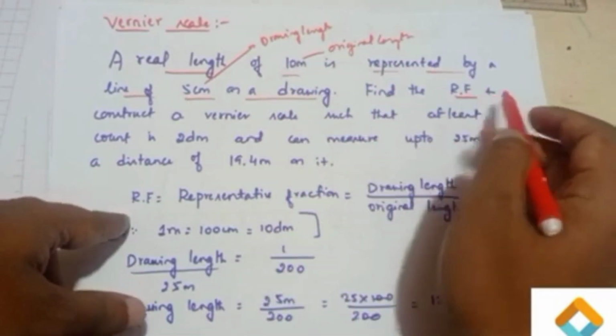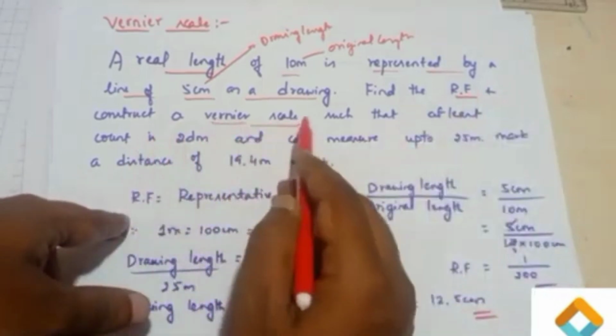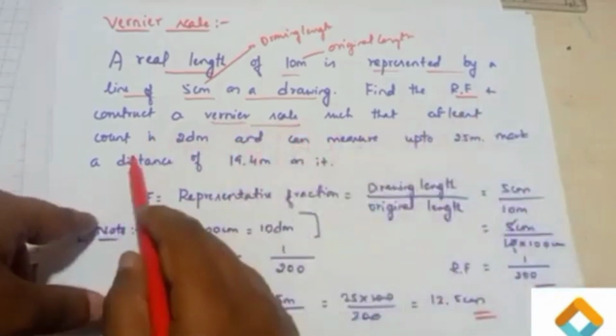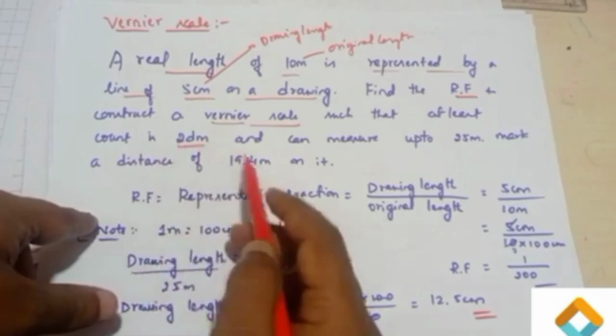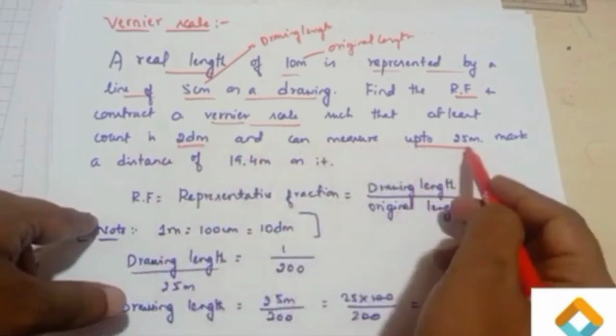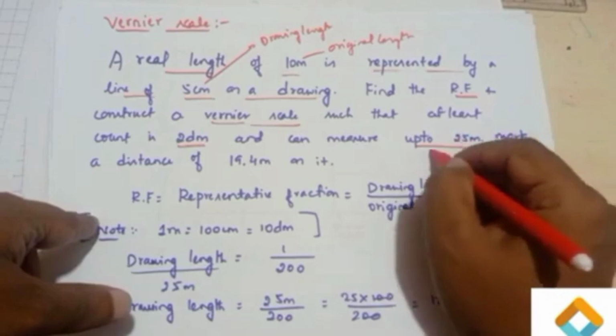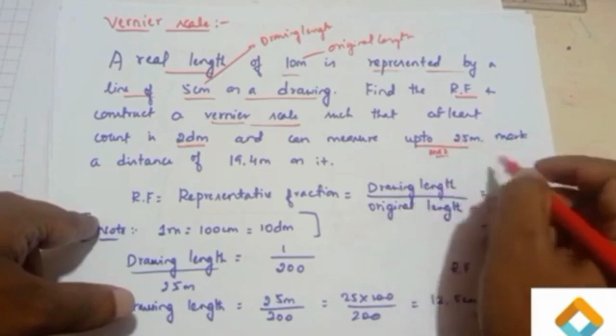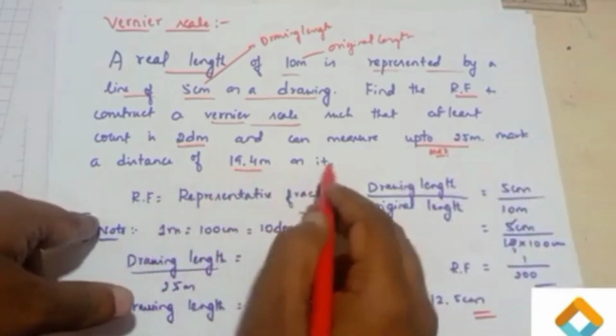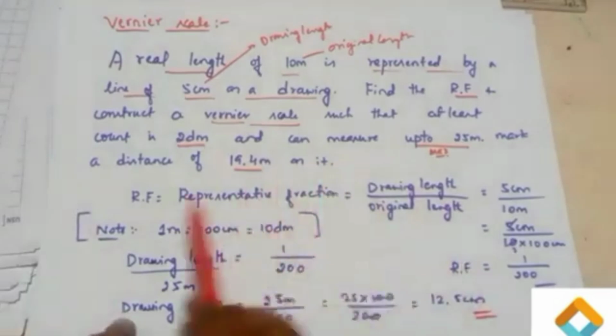Now find the RF. So representative factor we have to find out, and construct a Vernier scale such that least count is 2 decimeter and can measure up to 25 meter. That is the maximum length. So this is the maximum length which we can find out. Mark a distance of 19.4 meter on it.